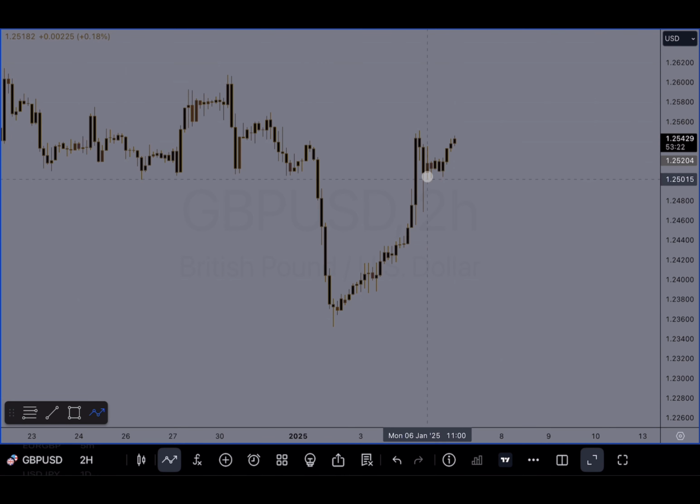I'm gonna highlight this pendulum right here, and we're gonna choose this pivot point right here, most recently formed.